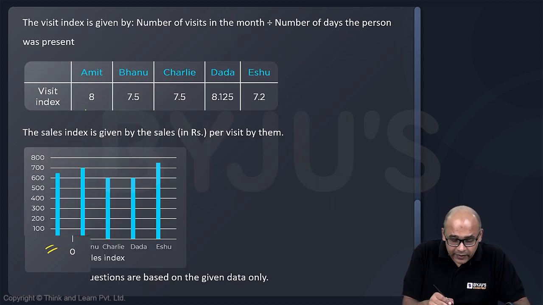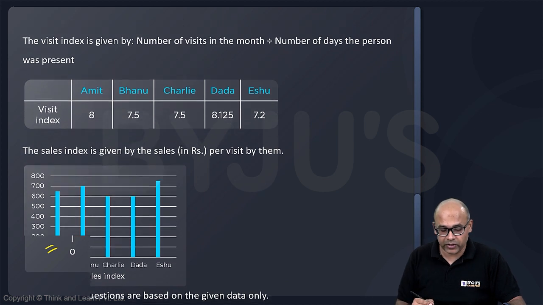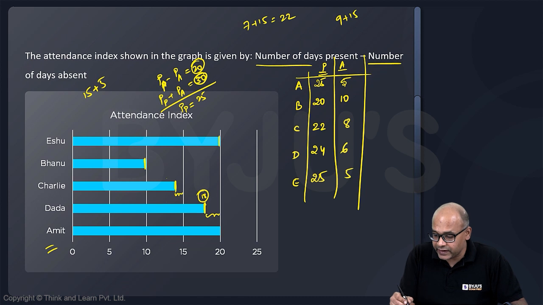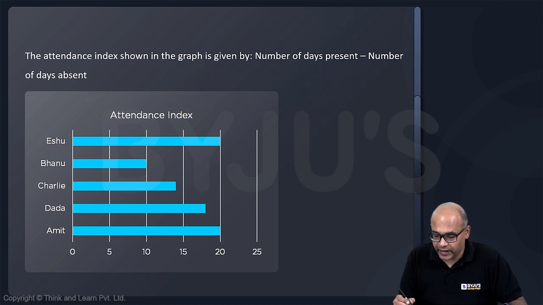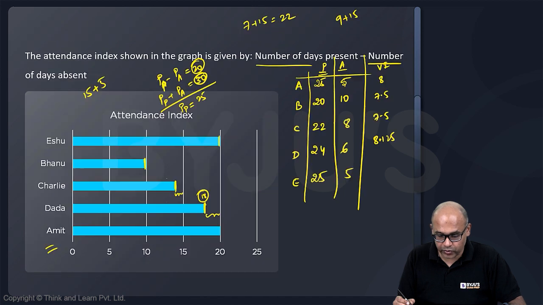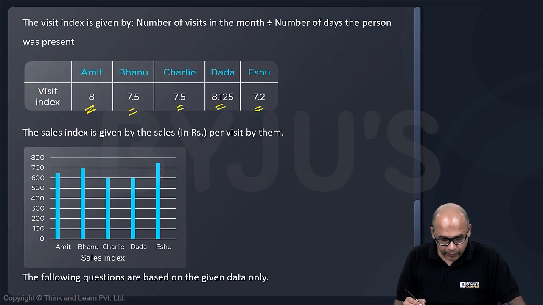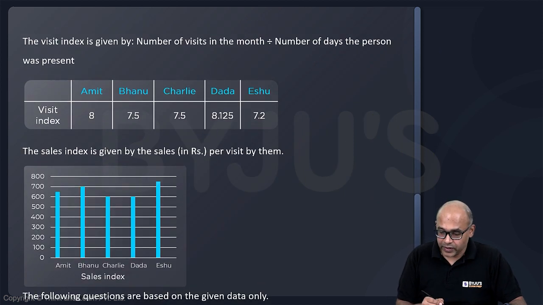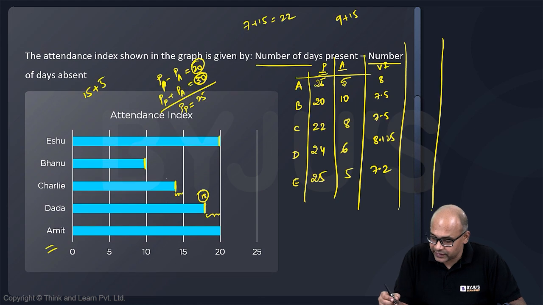Next table, visit index is 8, 7.5, 7.5, 8.125 and 7.2. So let's go back and write. So visit index is, how much was it? 8, 7.5, 7.5, then 8.125, and I think the next one was 7.2. Okay, then after the visit index, you have one more table given, sales index. So let me write down the sales index.